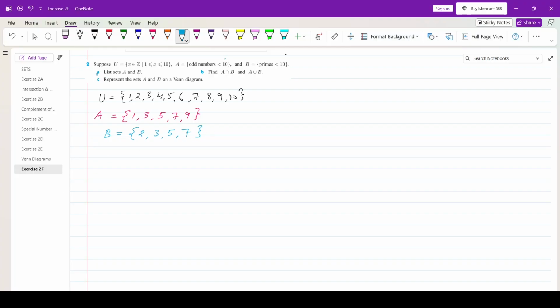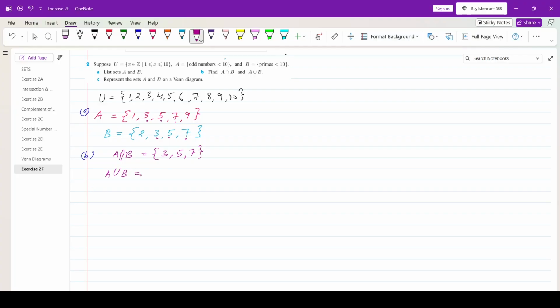Now the question is asking to list sets A and B. So we have already done part A. Now part B, find A intersection B and A union B. So A intersection B is going to be the common part from A and B. So 2 is not present in A, 3 is present in A, 5 is present in A, 7 is present in A. Therefore, A intersection B is 3, 5 and 7.